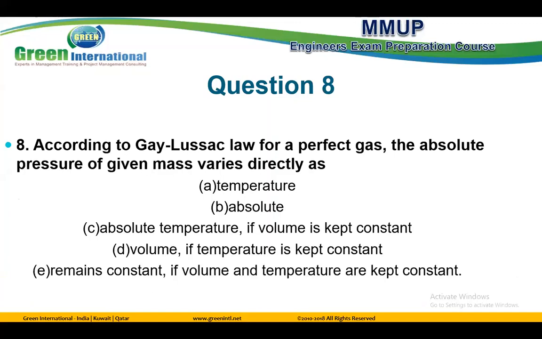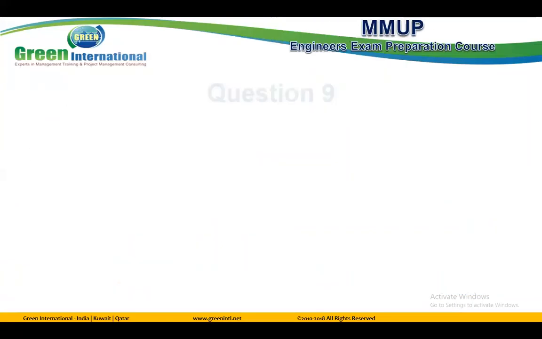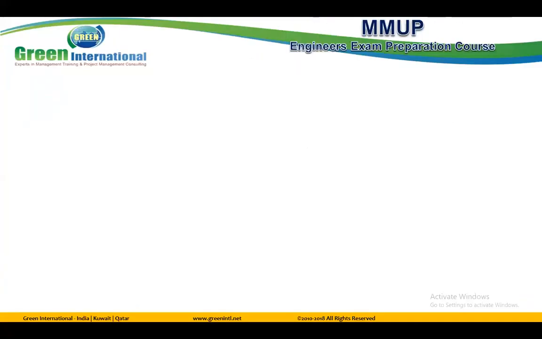According to Gay-Lussac's law for a perfect gas, the absolute pressure of a given mass varies directly as C, absolute temperature, if the volume is kept constant. Correct. Ideal gas as compared to real gas at very high pressure occupies less volume. This volume is for ideal gas.